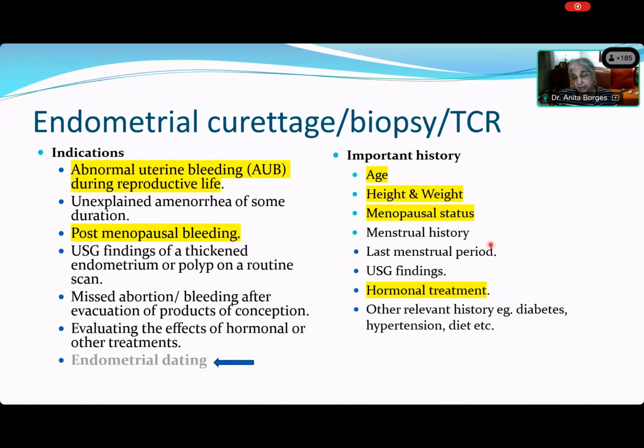Okay, the menopausal status is important. Menstrual history: how long? When was the last menstrual period? How long is the bleeding time? Is this menorrhagia, hypomenorrhea? All those bits and pieces of information you require. If there has been a USG, then the USG findings. Has this patient been on any kind of hormonal treatment? And any other relevant history, chief amongst it being diabetes, hypertension, and what is the diet?